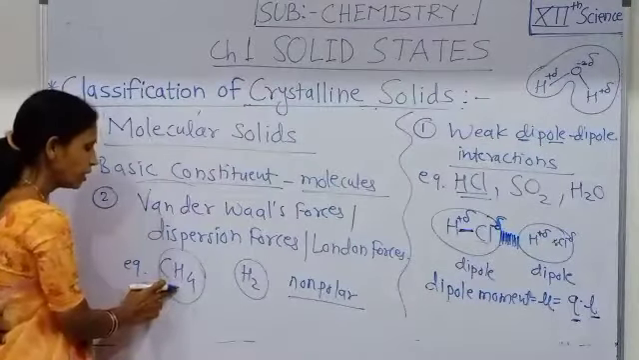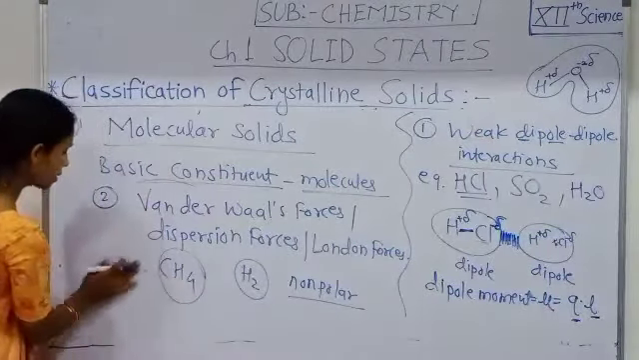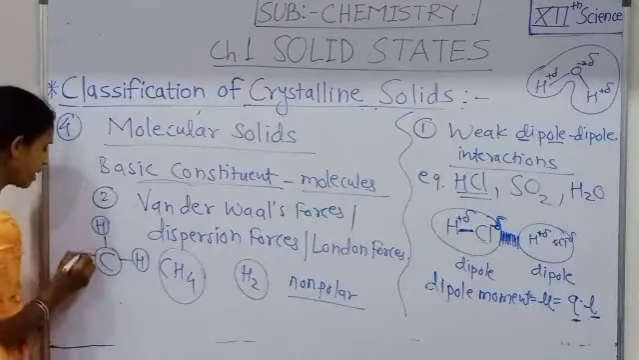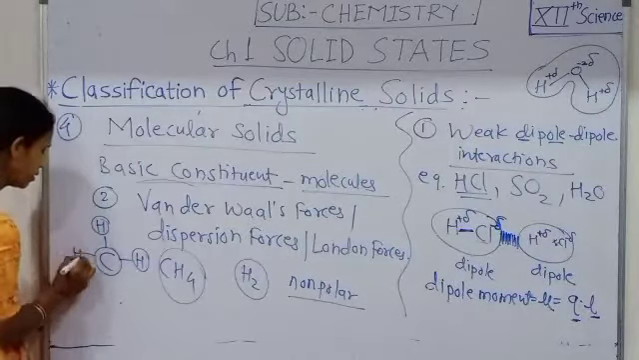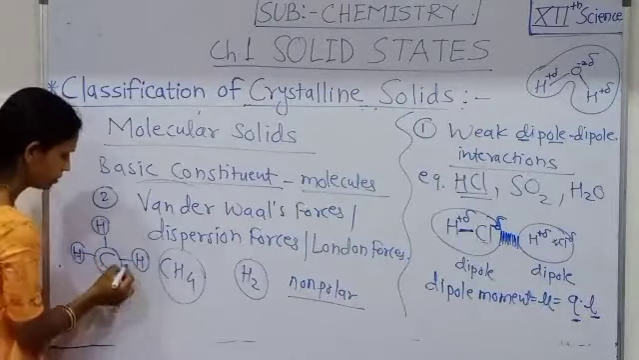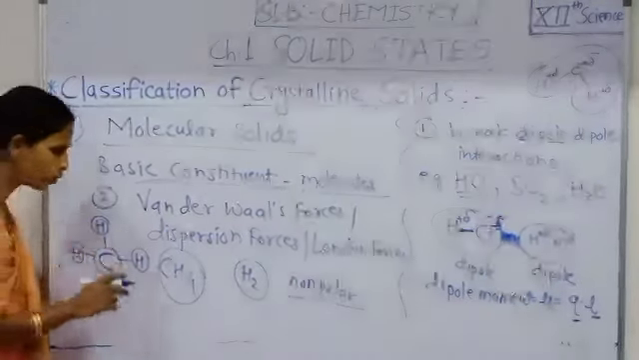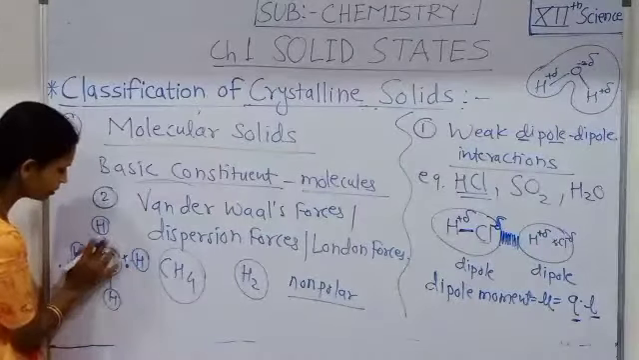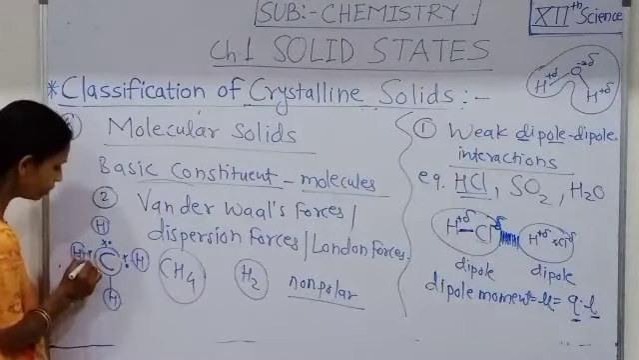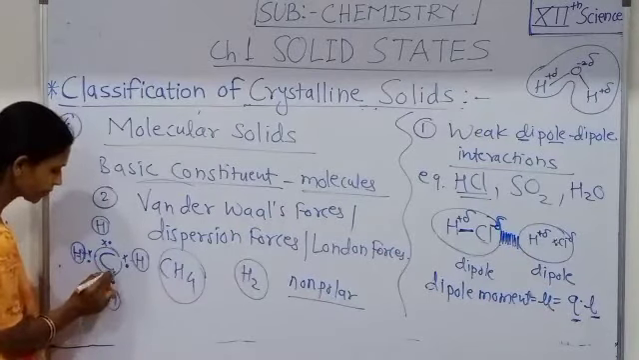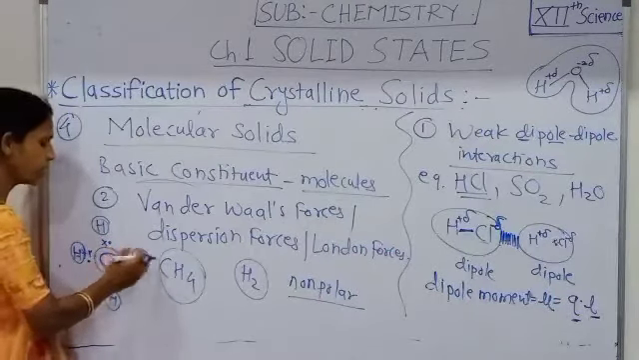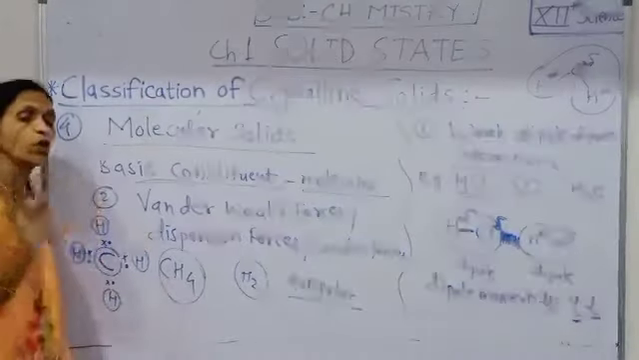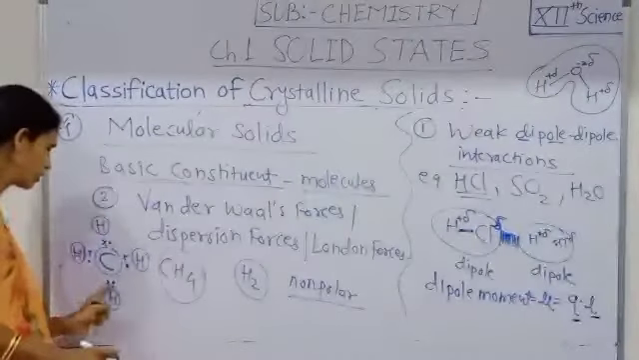But here in methane, the carbon atom is bonded with 4 hydrogen atoms by covalent bonding, and see here, the electronegativity of carbon and hydrogen is the same, therefore the shared electron pair between them cannot be shifted towards any one of the atoms. Therefore poles are not developed in CH4.